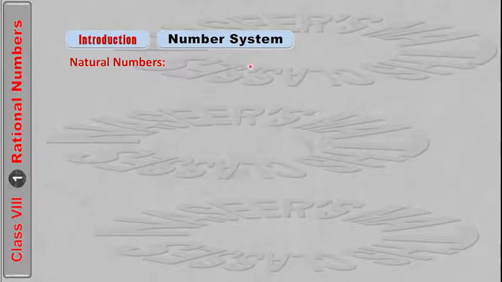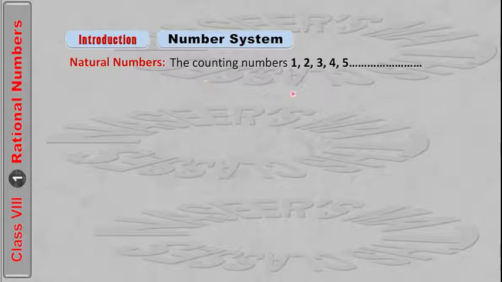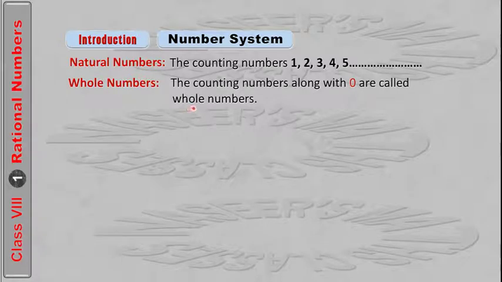In the number system we already studied natural numbers. Natural numbers means counting numbers. We already know 1, 2, 3, 4, 5 and so on. These are counting numbers. Whole numbers means the counting numbers along with 0 are called whole numbers. Means 0 plus natural numbers together are called whole numbers. So it can be written as 0, 1, 2, 3, 4, 5 and so on.